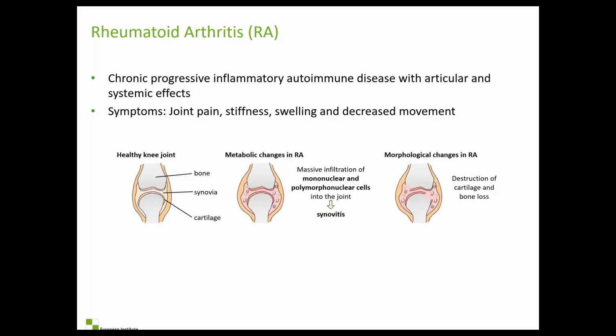First, we have metabolic changes in rheumatoid arthritis, where we have the massive infiltration of mononuclear and polymorphonuclear cells into the joint, which is called synovitis. In later stages, we also have morphological changes, where we have destruction of cartilage and bone loss. These changes are irreversible. At the moment, the standard imaging methods employed for the diagnostics in arthritis are X-ray, MRI, and ultrasound. And here you can see the irreversible later changes of rheumatoid arthritis.